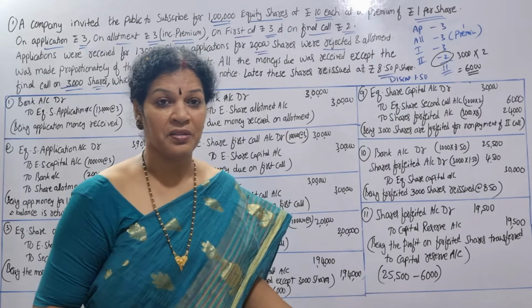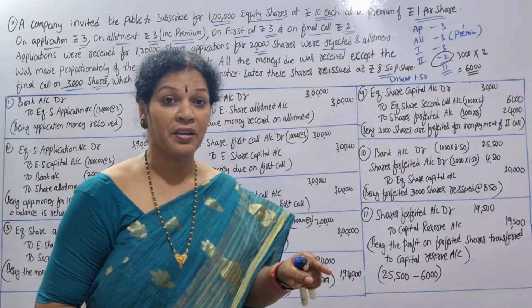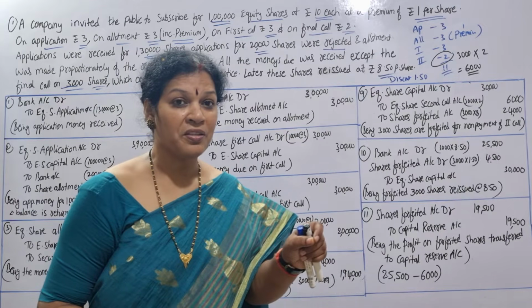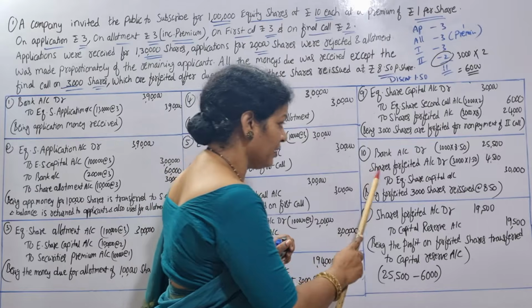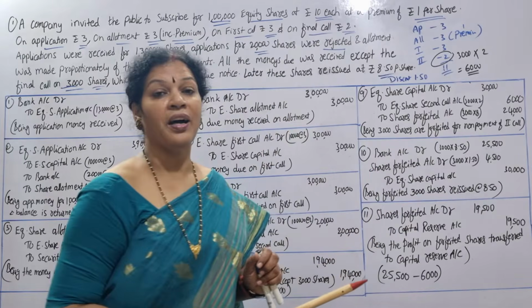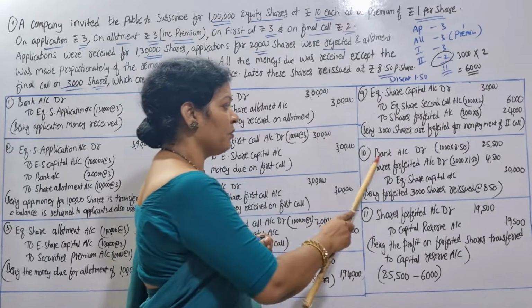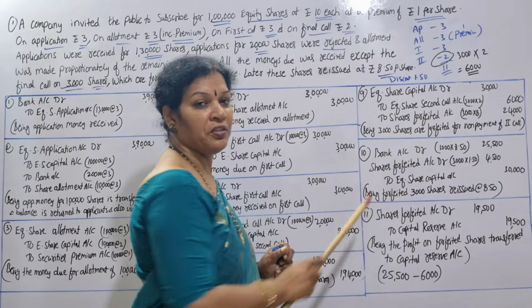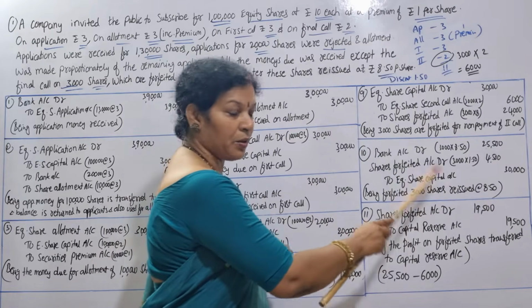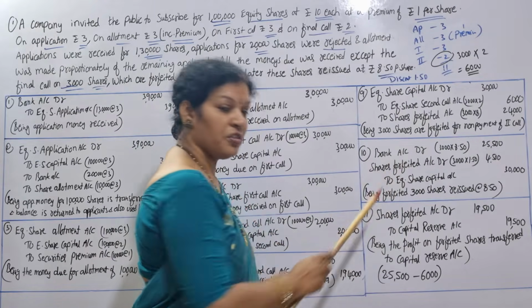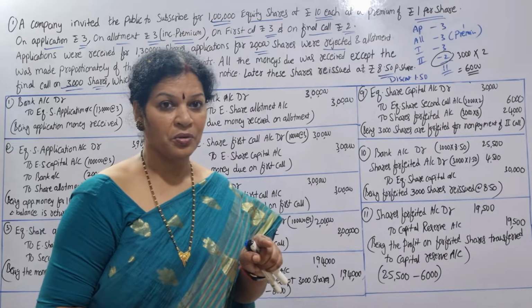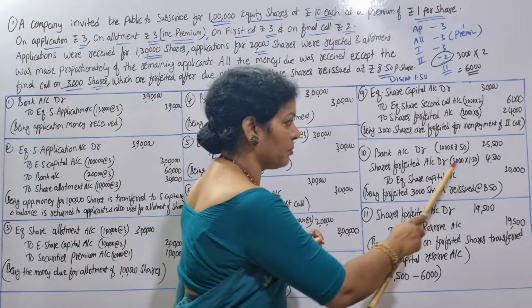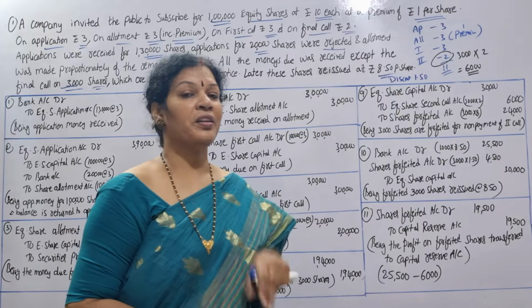Cost is 10 rupees. Issuing for 8 rupees 50 paisa. It means 1 rupee 50 paisa is discount. That is why we are writing shares forfeited account debtor along with bank account debtor to equity share capital account. In between this we are writing shares forfeited account because it is issued for discount. This is the discount amount.